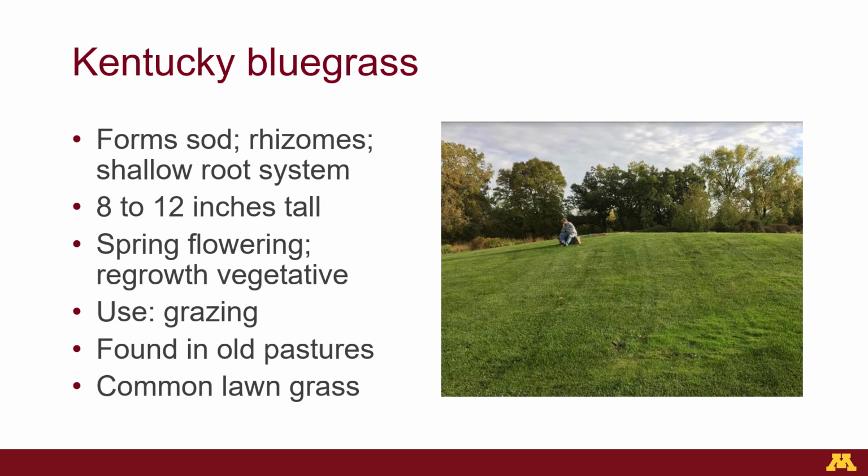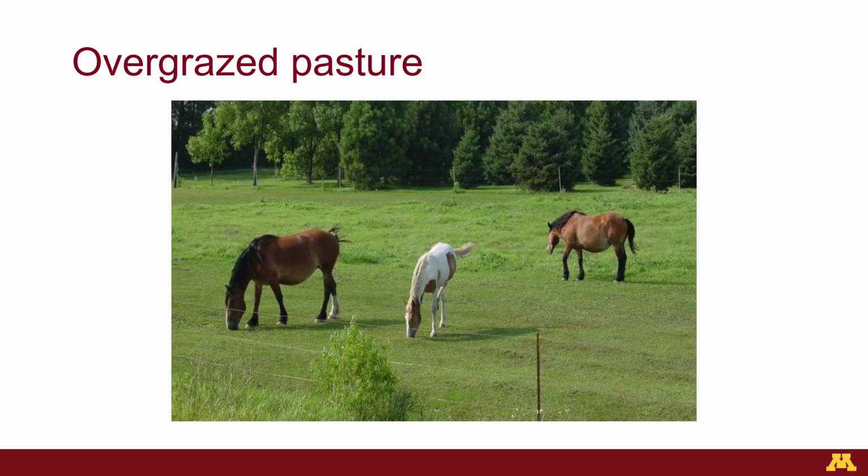Kentucky bluegrass spreads through seed and through rhizomes. It flowers only once in spring and afterwards is vegetative and only leaves grow. This image shows 3 horses in a pasture. Part of the pasture has been grazed very short, while the other part has foliage that is taller. Here is an overgrazed horse pasture. In the closely grazed area, only Kentucky bluegrass persists because it tolerates close grazing.